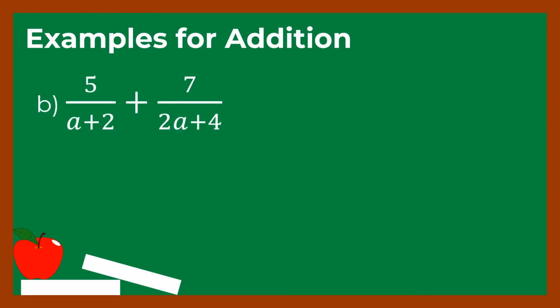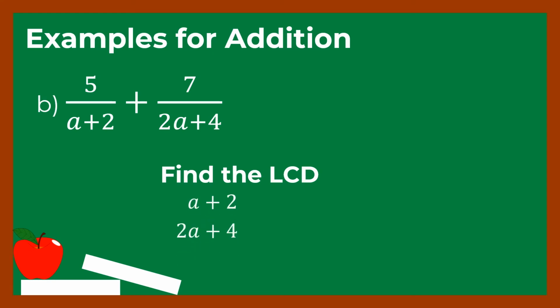Now, let's try example letter B. 5 over a plus 2 plus 7 over 2a plus 4. So, since magkaiba yung denominator nila, ang gagawin natin is we will find the LCD. So, we will list down the factors of each denominator. So, we have a plus 2 and 2a plus 4.